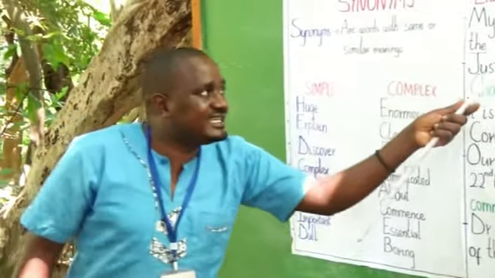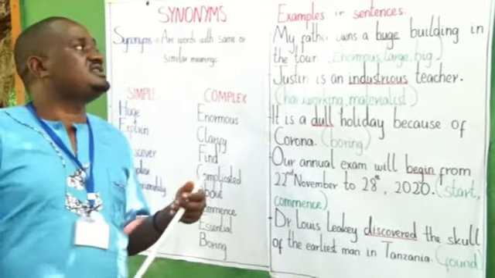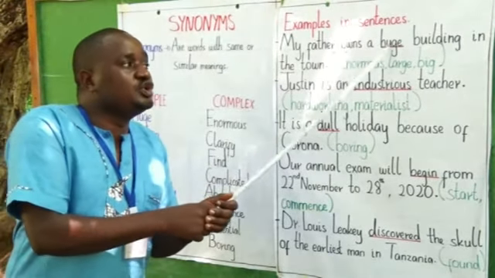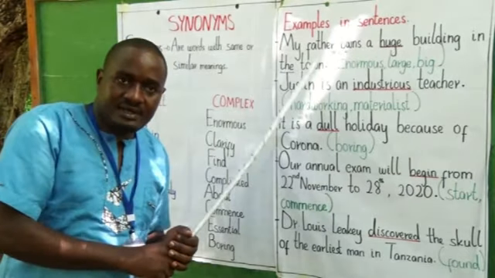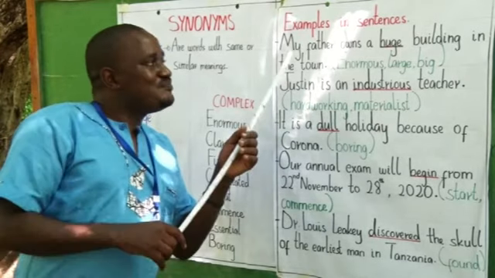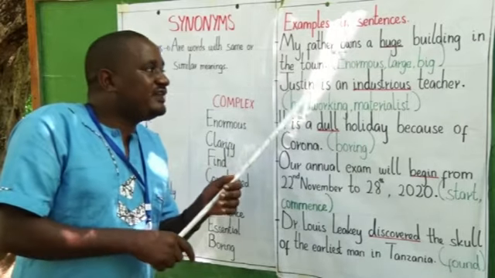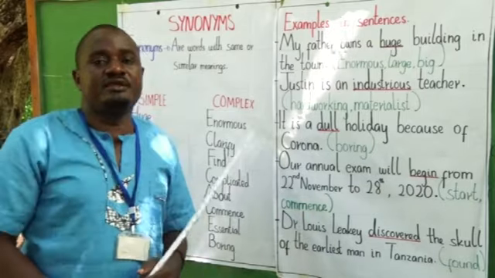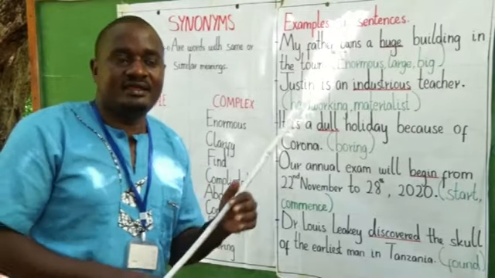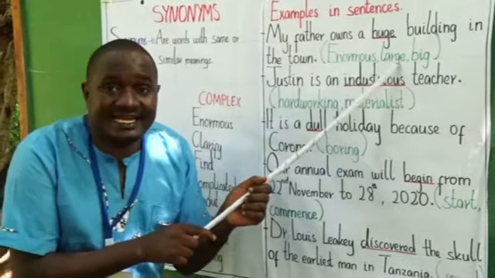Let's check sentences on synonyms. Sentence number 1. My father owns a huge building in the town. That is to say, my father owns an enormous building in the town. My father owns a large building in the town. That is to say, my father owns a big building in the town. Here you can use the word enormous, the word large, the word big.